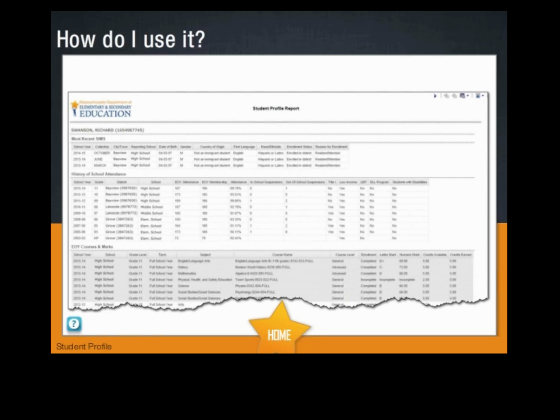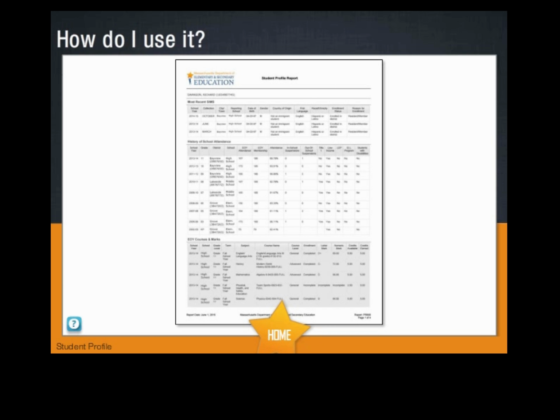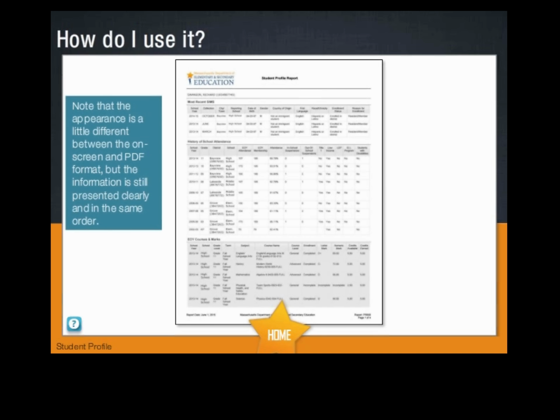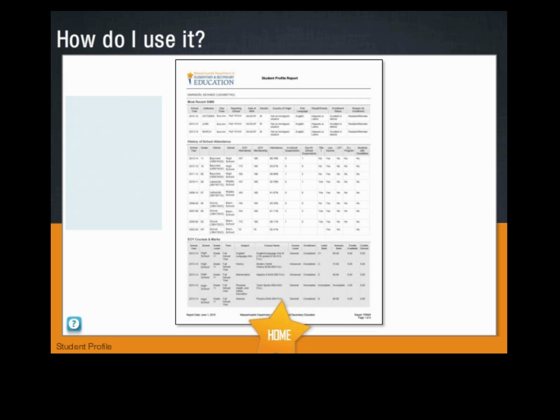The report will come in multiple pages on your screen. To print a copy for each individual student meeting, use the PDF format in the upper right-hand corner of the screen, and a new window will open with a printable report for each student selected. Note that the appearance is a little different between the on-screen and PDF format, but the information is still presented clearly and in the same order.